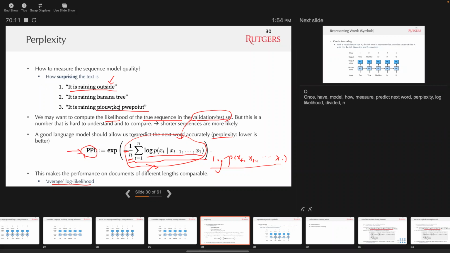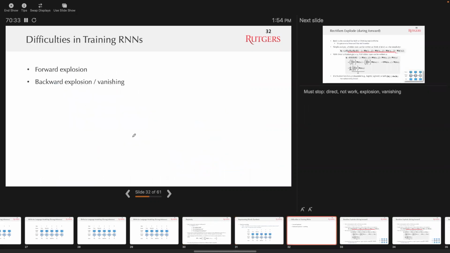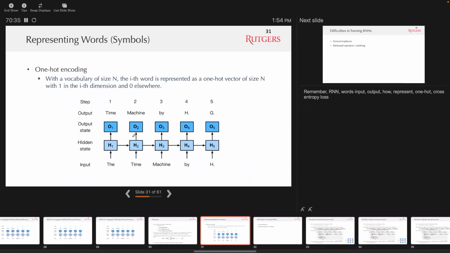Any questions so far? The idea is to use the average log likelihood to measure how good your language model is. All right, let's have one more thing, and then we're going to take a short break.